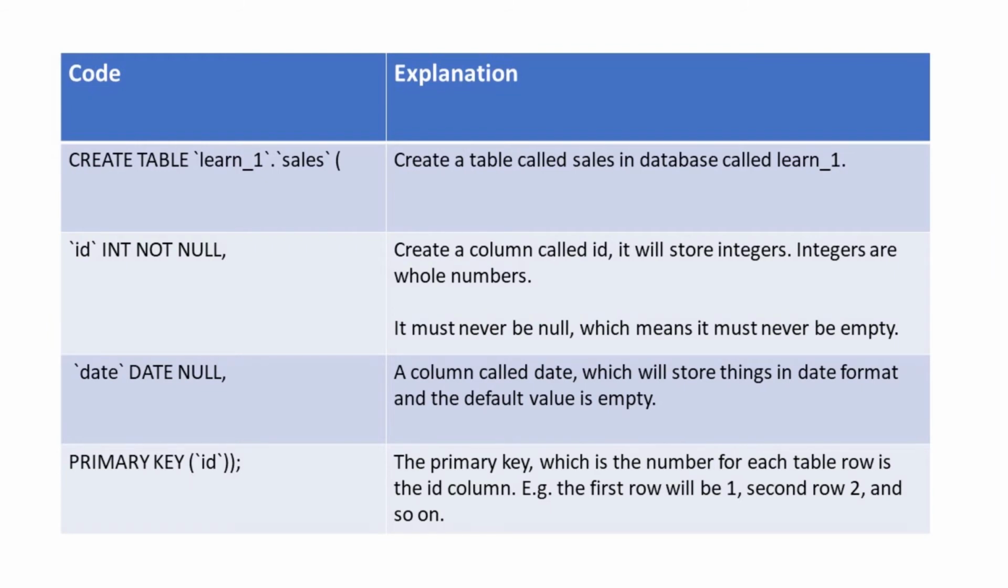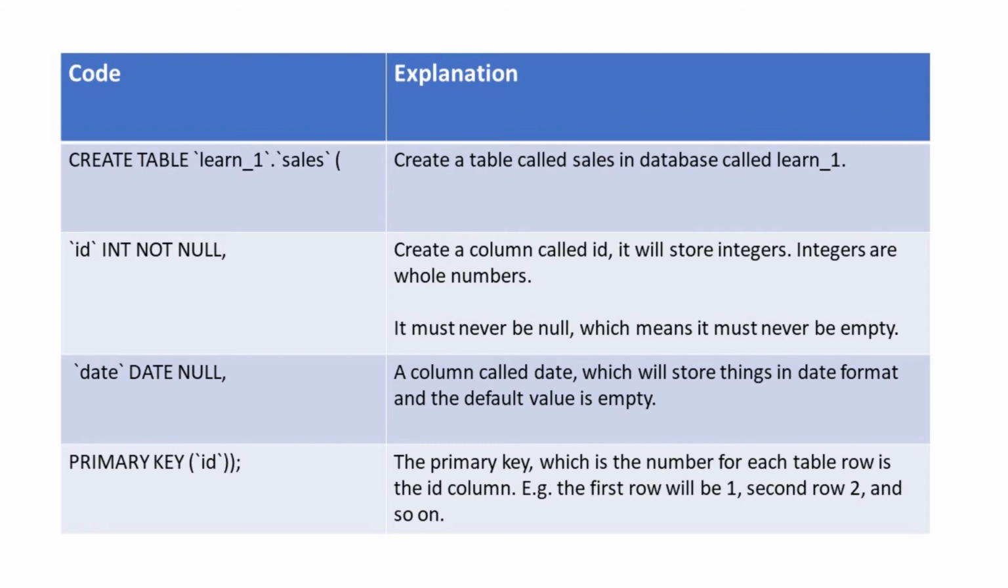I've created this table to make it really easy to understand the code. On the left-hand side is the code, and on the right-hand side is the explanation. Each row is a row in the code. Let's start. The first row is to create a table in a database called Learn1, and that table will be called Sales. Please note it says the database first, and then it says the table inside that database.